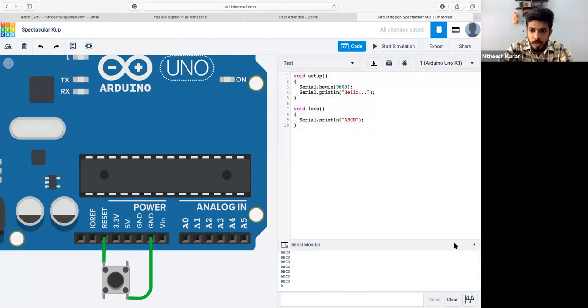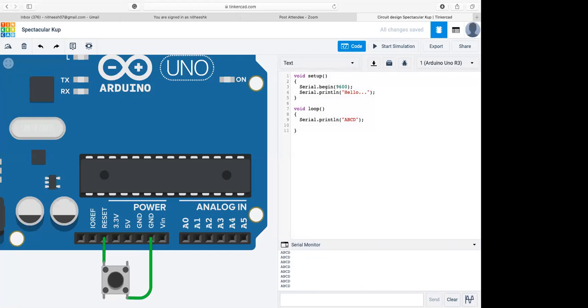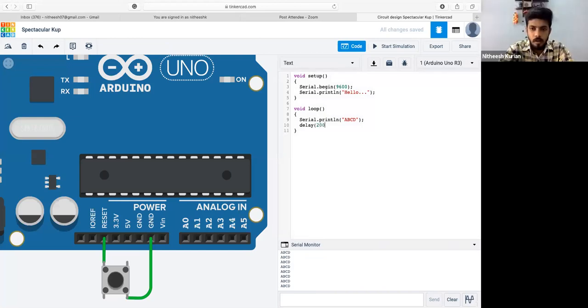When you stop the simulation and run it again, you can see that hello is printed once. To see it more easily, I'll put a delay here. Delay of 2000, okay, let me take 4000. That means a 4-second delay. Hello will print once, then ABCD, then after 4 seconds the next ABCD, then again ABCD, like that. So hello will print only once.